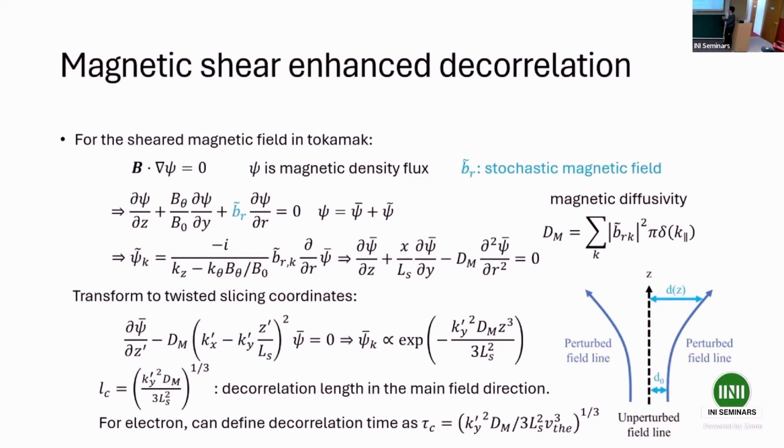It just means if two magnetic fields are infinitely close at the beginning, then when these two fields move along the mean field line, they will diverge exponentially and become decorrelated. For electrons, if we divide this length by the thermal velocity, we can define the decorrelation time as well.